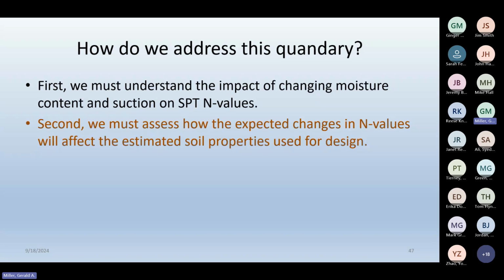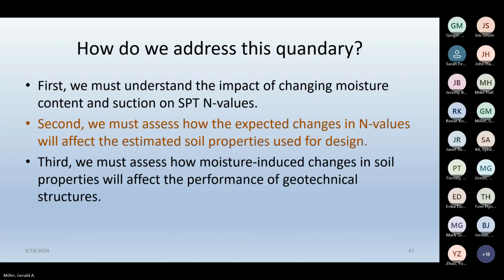So if I'm using N values to estimate undrained strength of clays, which is not highly recommended, but sometimes done, or I use it to estimate modulus of elasticity of soils or friction angle of sands, how's that going to change if the moisture content changes and that N value changes? And then finally, how's that moisture-induced change in soil property going to affect the performance of our structures or the recommendations we give with respect to bearing capacity and settlement? So we're going to look at these three items.